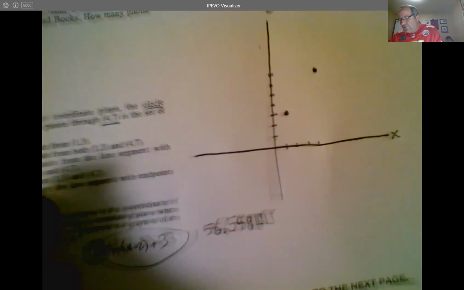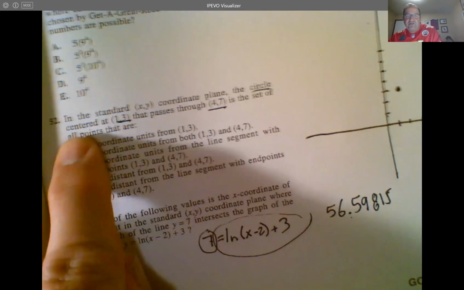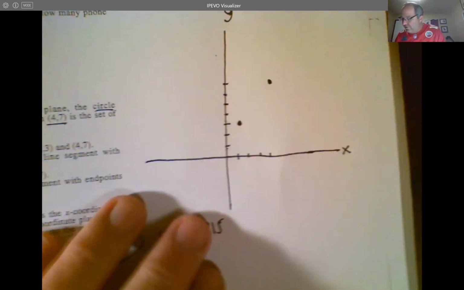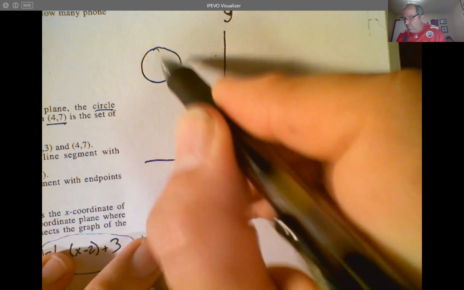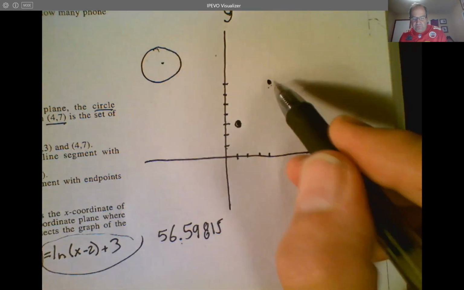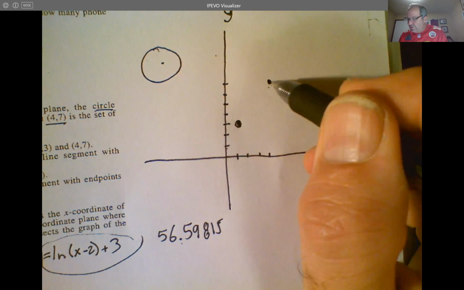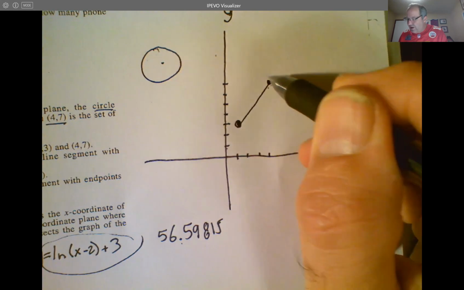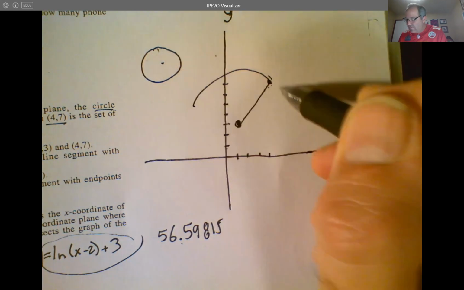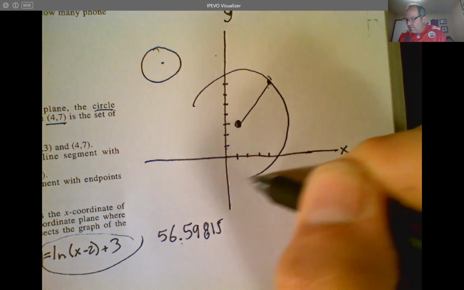Now this 1, 3, we're told that that's the center, right? So this is the center of the circle. And you remember all circles, they have a center point, and this is on the circle. So the circle, if I were to connect these, is probably something like that.